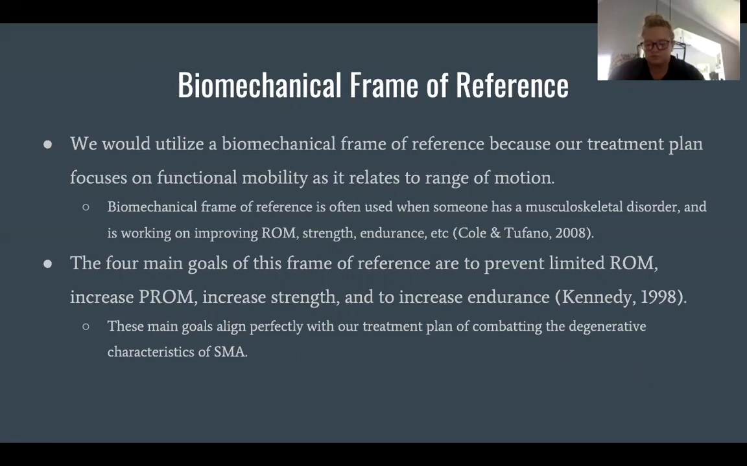And then we found an article also that identified the 4 main goals of this frame of reference, and they are to prevent limited range of motion, increase passive range of motion, increase strength, and increase endurance. And so we looked at that and said that these main goals align perfectly with our treatment plan of combating the degenerative characteristics of SMA.